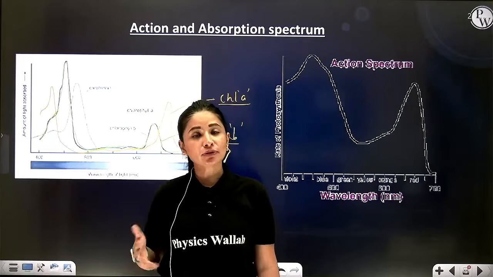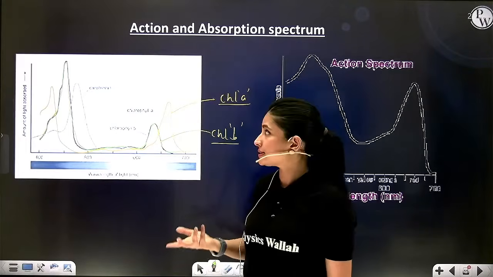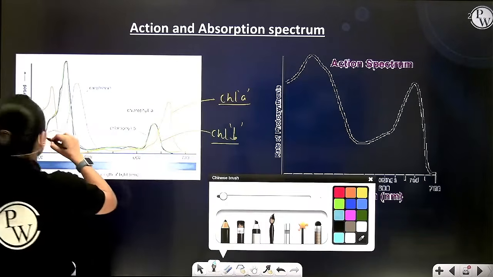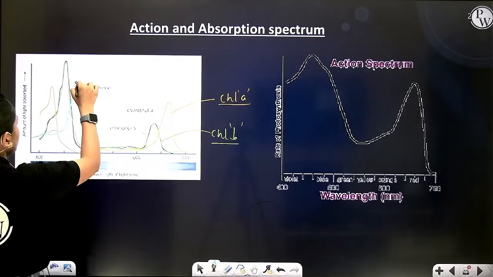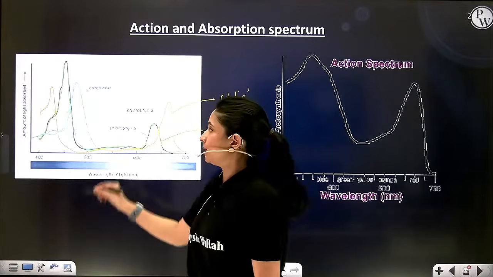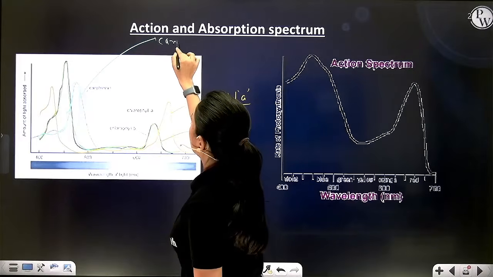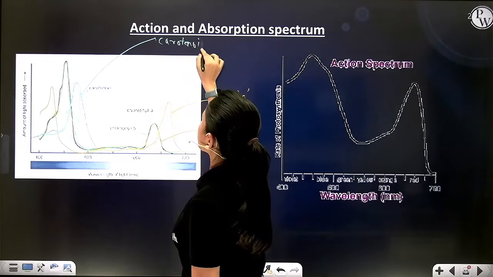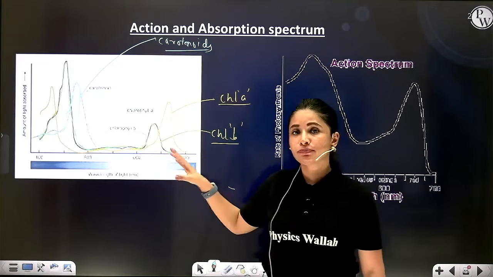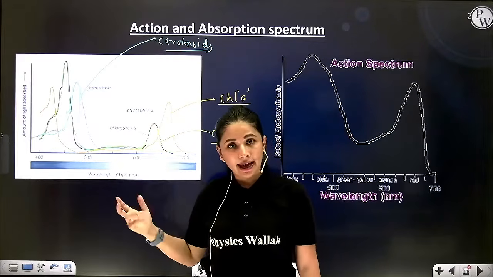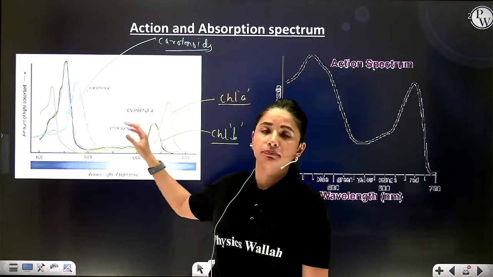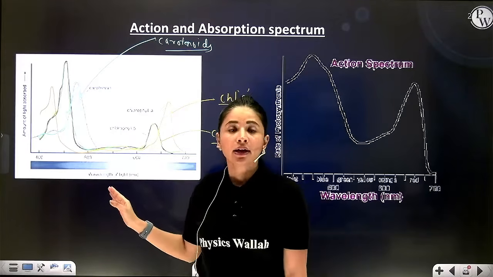Correct? Apart from this, the accessory pigments are carotenoids and xanthophyll, which prefer only the blue region. So here you can see they have only one peak, restricted to the blue region. So this is for carotenoids, which are again accessory pigments. Now you can see that in the absorption spectrum there are again two peaks in two different regions, one in the blue region and another in the red region.